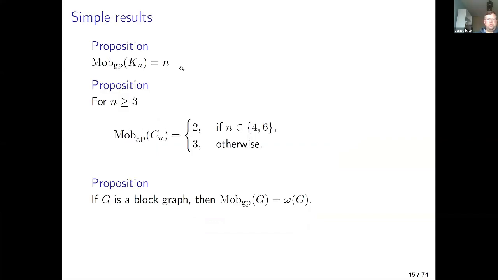So the mobile general position number of Kn will just be n. We can start with a robot everywhere. Automatically, everything is visited. For cycles, I say it's normally 3. For a block graph, it turns out we have equality with the clique number. You just start with robots at the clique and then send them out to visit the other places and bring them back.